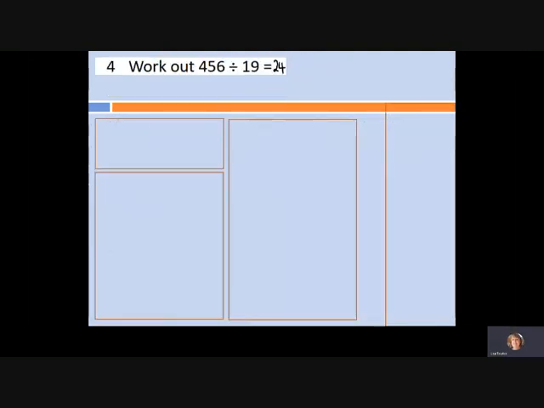So now we have to work out 456 divided by 19. I've given you the answer of 24 there, and let's show you how we get to that answer. Most people will be familiar with the bus stop method, and that looks something like this. It's deciding which number goes in. The number that goes in is the one that's at the front.